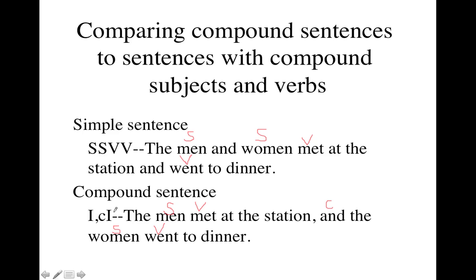But we don't write it that way. We write it instead like this, I, comma, CI. And that's different from up here where you have the subjects together and the verbs together. So there's your compound sentences that we're adding on to our simple sentences. So now we have 6 sentence formulas: SV, SSV, SVV, SSVV, I, comma, CI, and I, semicolon, I. And that is your lesson about compound sentences.